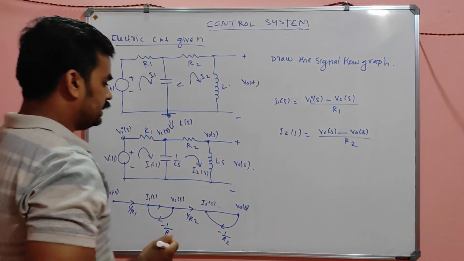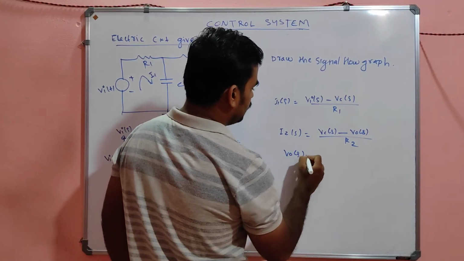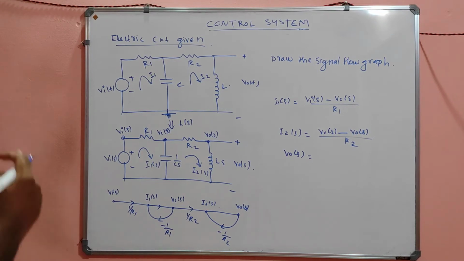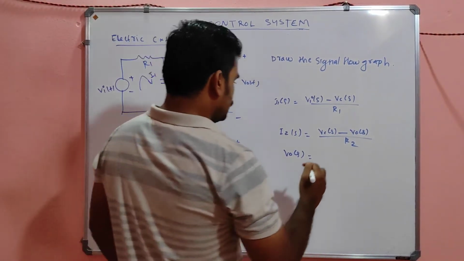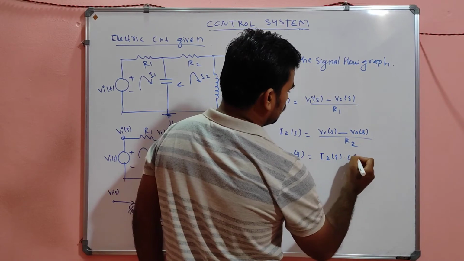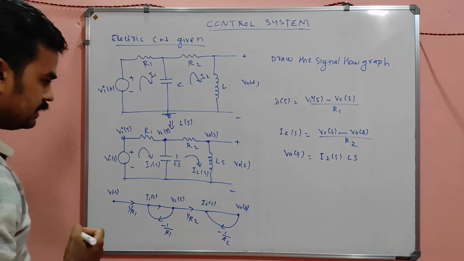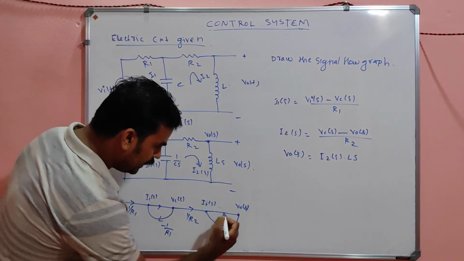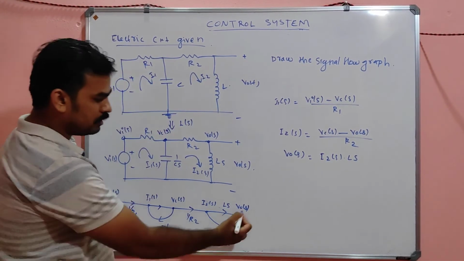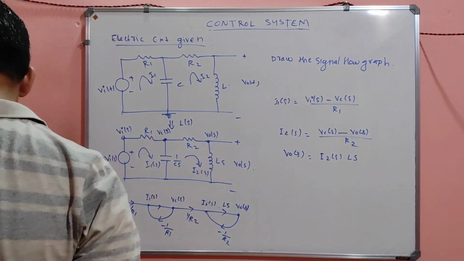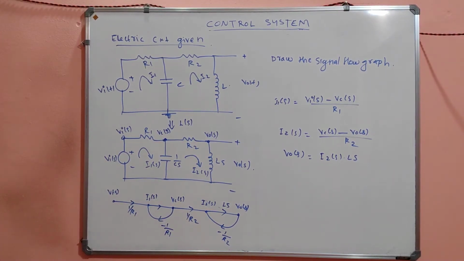And what is V0 of S now? V0 of S will be equal to I2 of S into Ls, correct? So if you multiply I2 of S into Ls, you will get V0 of S. So V0 of S will be equal to I2 of S into Ls. Okay.